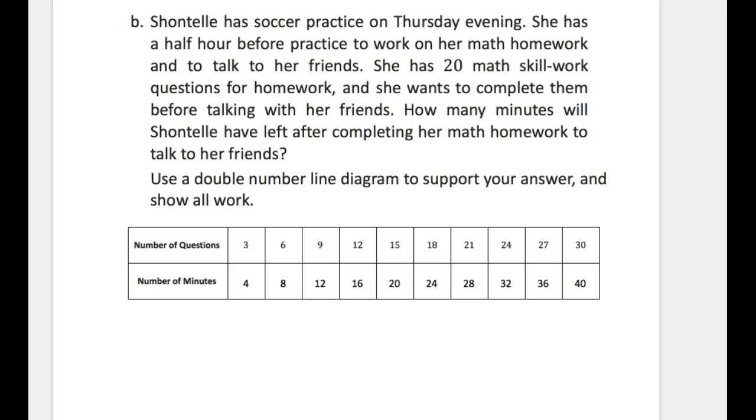All right, part B. Chantel has soccer practice on Thursday evening. She has a half hour before practice to work on her math homework and to talk to her friends. She has 20 math skill work questions for homework, and she wants to complete them before talking with her friends. How many minutes will Chantel have left after completing her math homework to talk to her friends? Use a double number line diagram to support your answer and show all work. So, first thing, what's going on in this problem? And what is the problem asking us to find?